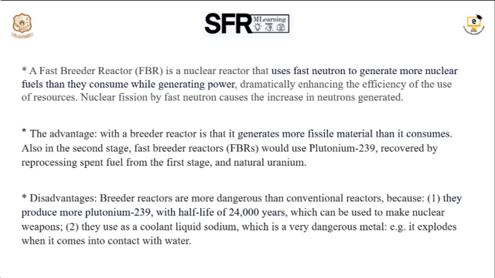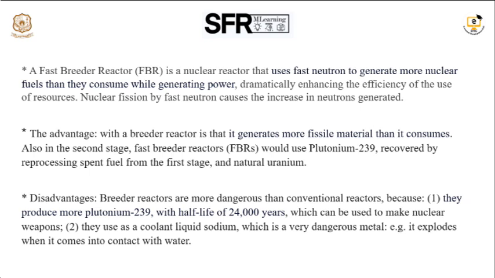Next, the important breeder reactor here is the fast breeder reactor. So, what is the working principle of a fast breeder reactor? A fast breeder reactor is a nuclear reactor that uses fast neutrons to generate more nuclear fuel than it consumes while generating power, dramatically enhancing the efficiency of the use of resources. Nuclear fission by fast neutrons causes an increase in neutron generation.